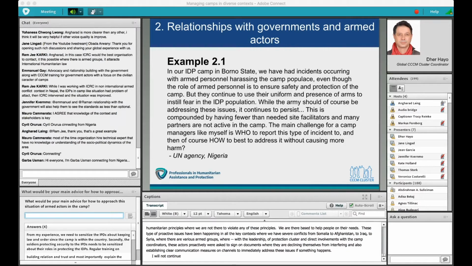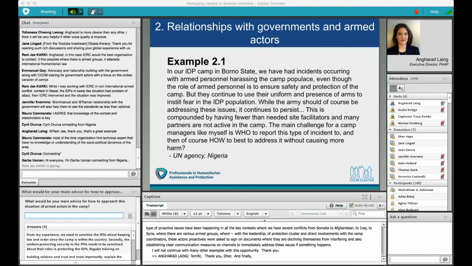Okay, terrific. Thank you, Dare. And finally, Jennifer, can the camp management standards help us in a situation like this, or is this a gap in the current standards? Over to you.